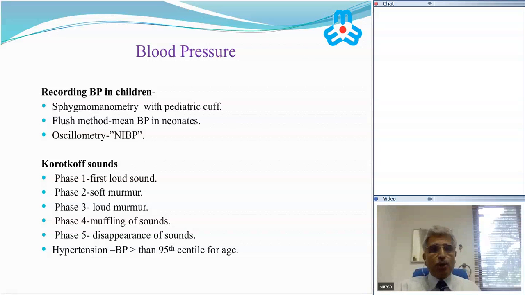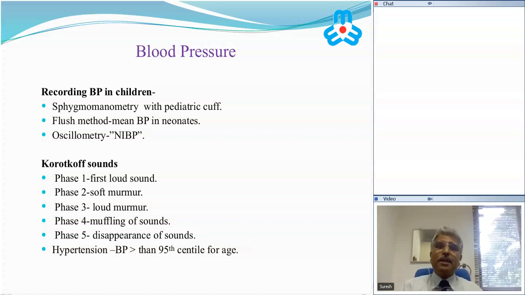And when you do record by sphygmomanometry, remember what you're hearing are the Korotkoff sounds. The Korotkoff sounds occur in 5 phases. Phase 1 is the appearance of the first loud tapping sound. This is followed by somewhat softer sounds which are a little longer, so you may consider it a soft murmur. In phase 3, it becomes still louder. When it muffles, you say that you have reached phase 4. And phase 5 is the disappearance of sounds.